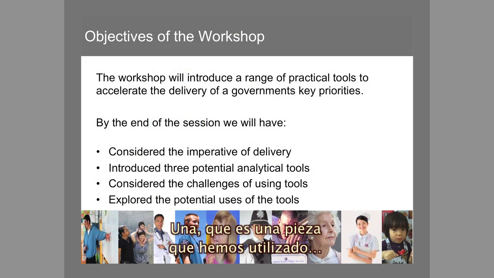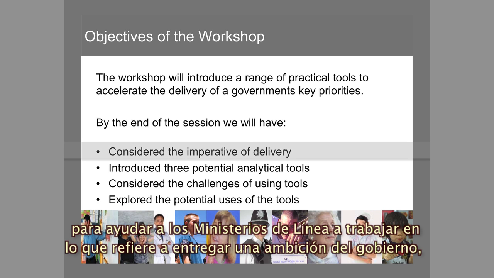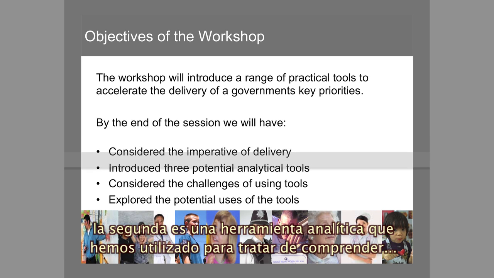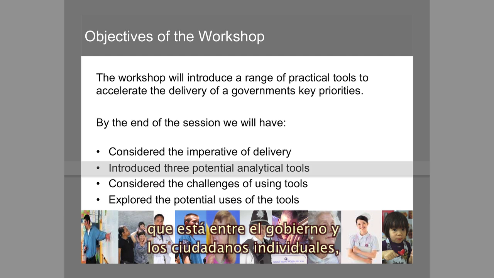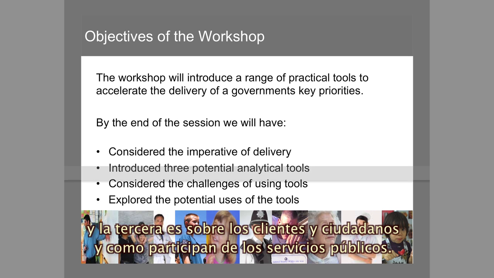One is a piece that we've used to help departments, line ministries, I'll come back to them, work in terms of delivering a government's ambition. The second is an analytical tool that we use to try and understand what's between the government and individual citizens. And the third one is about customers and citizens and how they engage with public services.